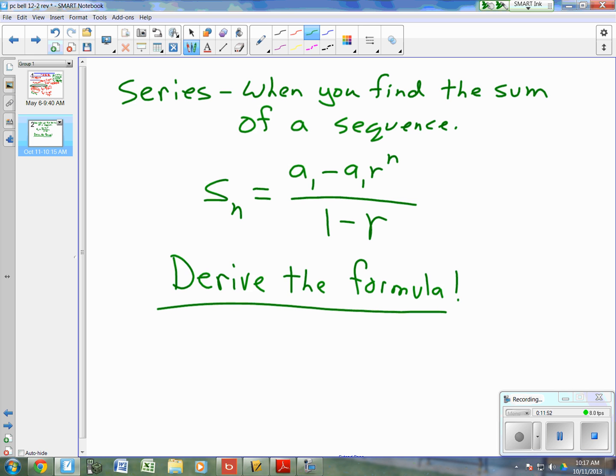What does it mean to derive? What does that mean, to derive? Yeah, we're going to find out how they came up with this formula.